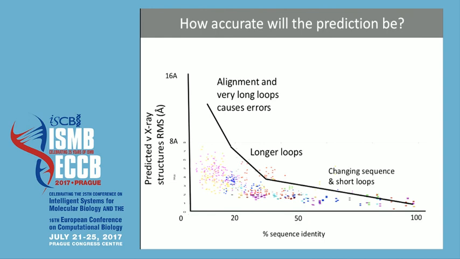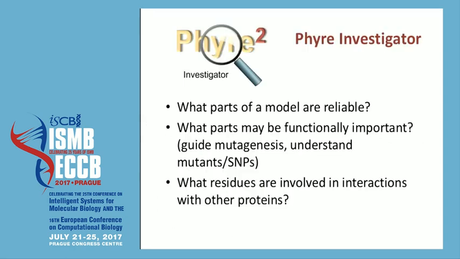It depends on the sequence identity. If it's very close, you typically will be about 1 angstrom. As the sequence identity decreases, you have longer loops to model, typically giving you 5 angstroms. Below 20, the alignment can be poor, and then you can start getting large errors.